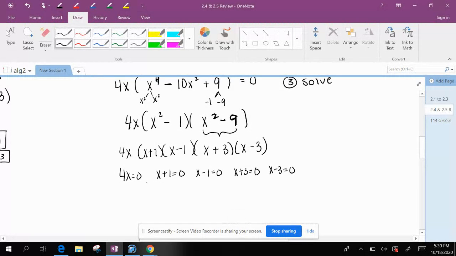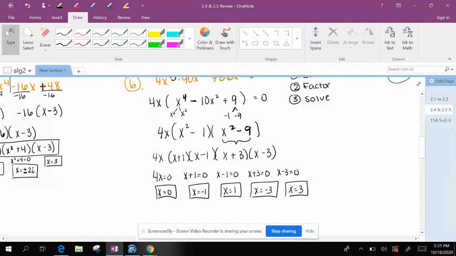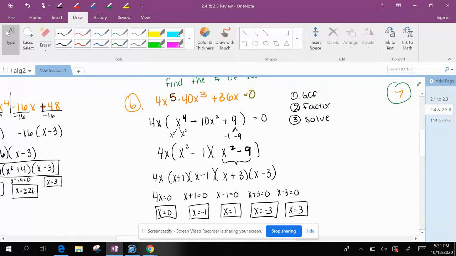First one, divide by 4, x equals 0. Subtract 1 over, x equals -1. Add 1 over, x equals 1. Subtract 3 over, x equals -3. And add 3 over, so x equals 3. So I have my 5 solutions. I know there's 5 because my highest exponent is 5.